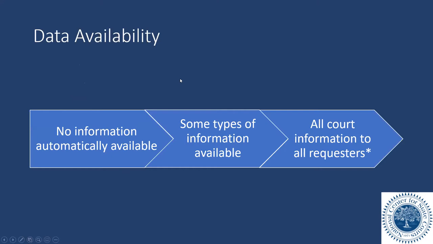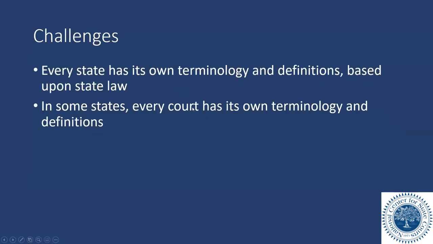And the data availability goes along a spectrum. In some courts, in some states, there's basically no information that's automatically available. Everything has to be a formal request, sometimes a payment. There can be a lot of challenges to access the data. In some states, basically everything is public record. Everything is available to all requesters, with some limitations. If it's data that has to do with children, often it's not available, and other sensitive areas. But just to give an example, in Massachusetts, almost nothing is automatically available. In other states, for example, in Arkansas, where I live, and in Florida, basically anything people ask for is available to the public.